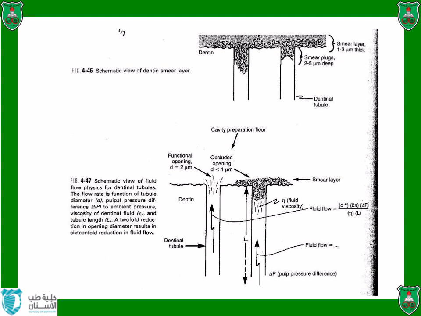Now if we apply some mathematical calculation using this fluid flow physical law, if for example we decrease the diameter by half, then half to the power of 4, we will have 16-fold reduction in flow through the dentinal tubules.